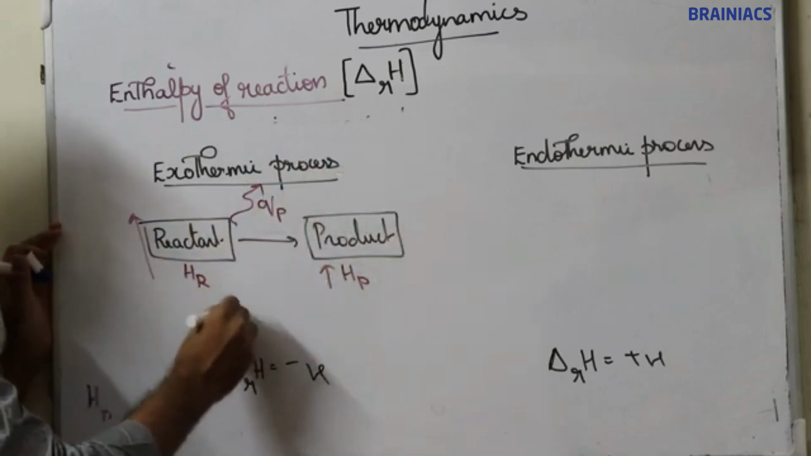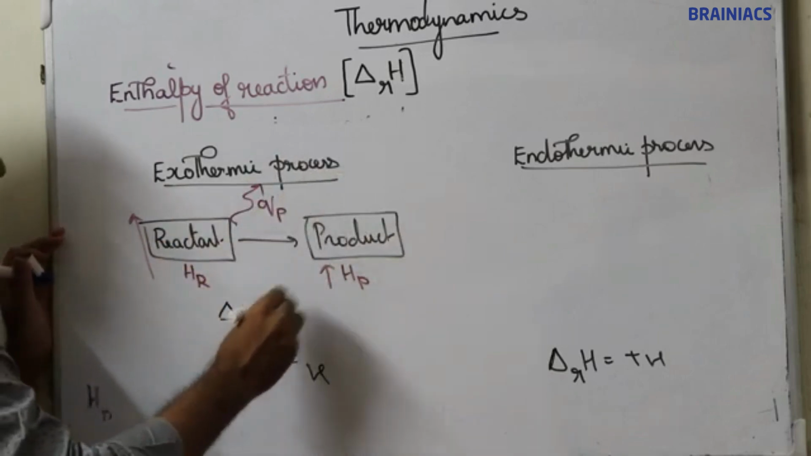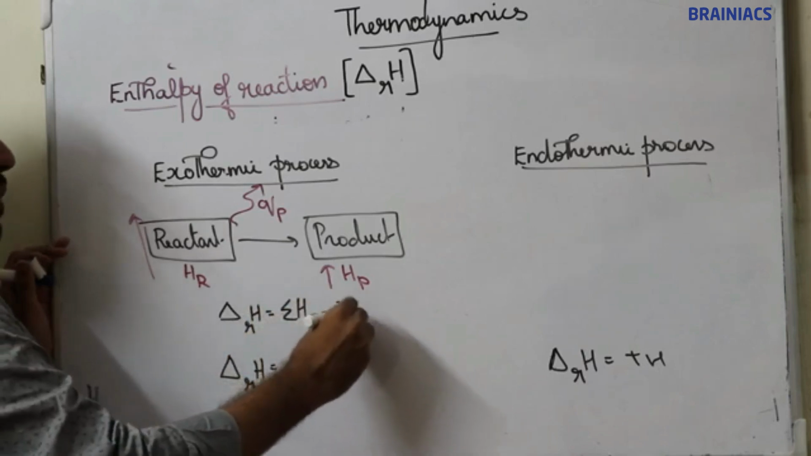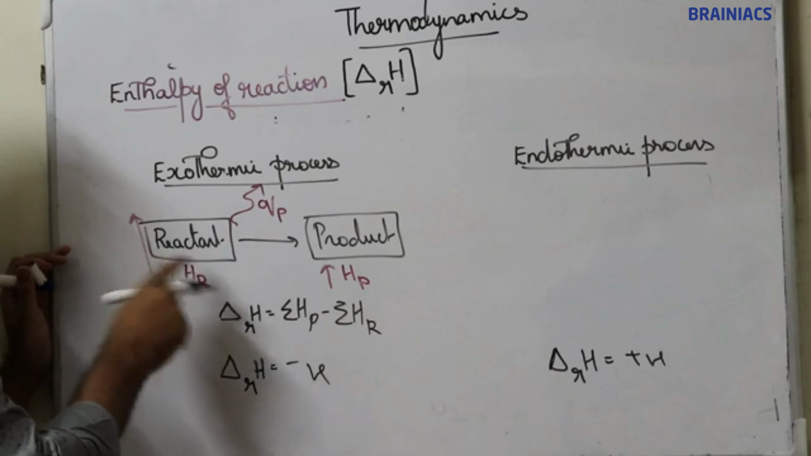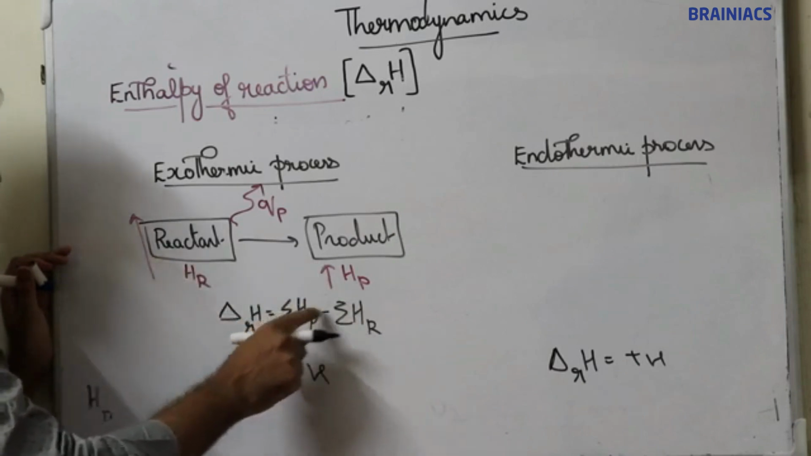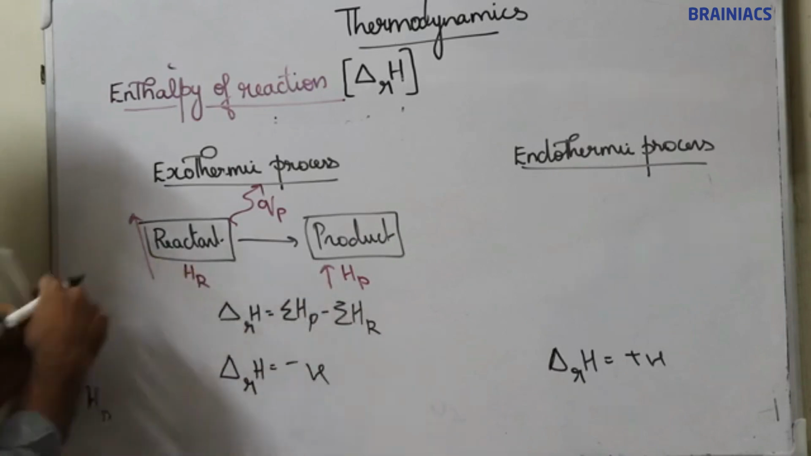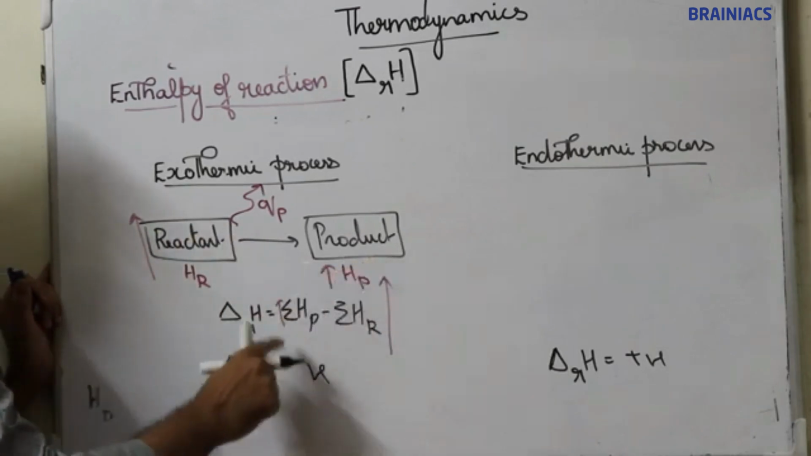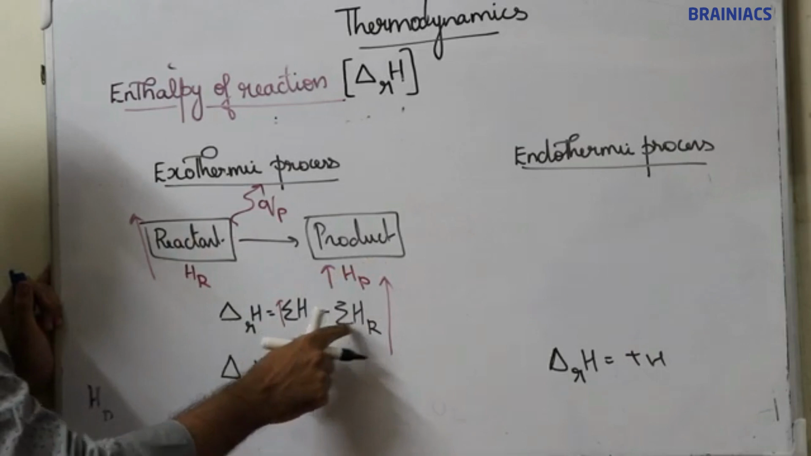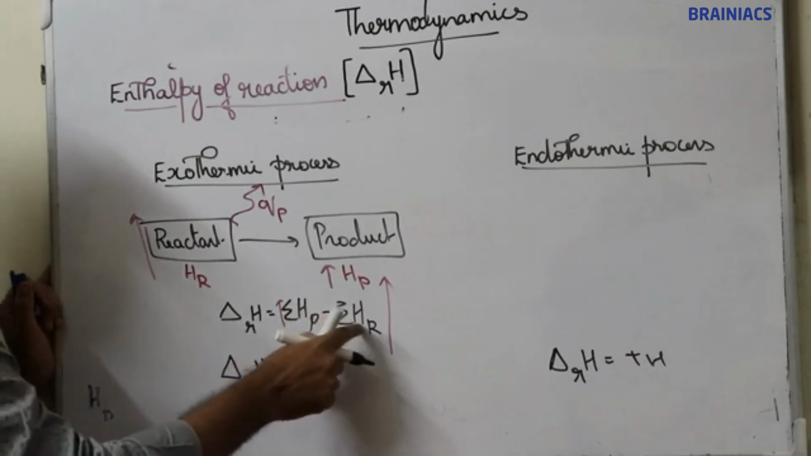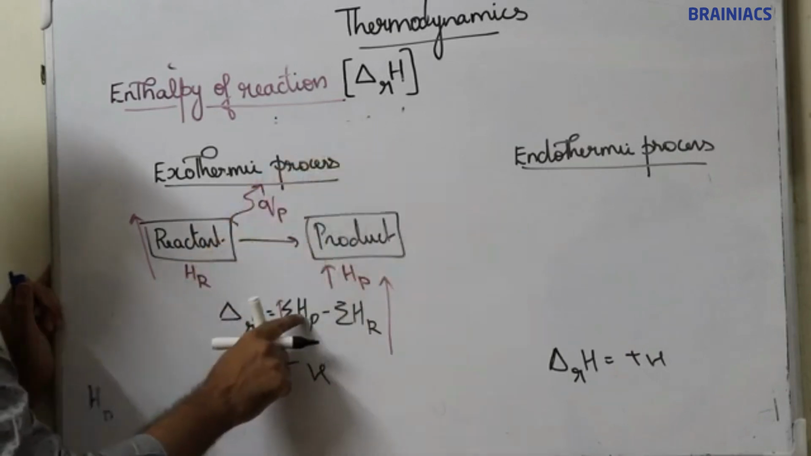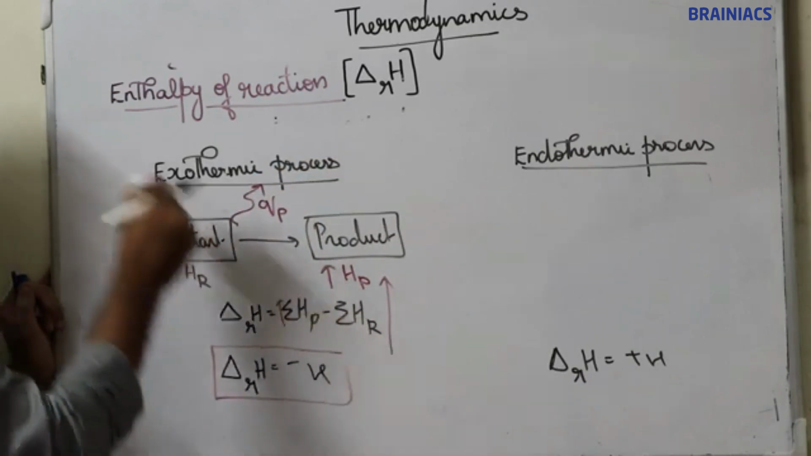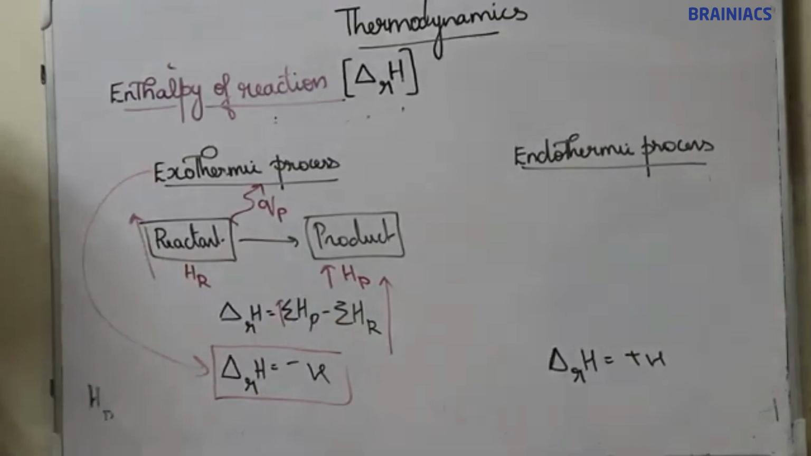So what is delta HR? Enthalpy of reaction is equal to enthalpy of products minus enthalpy of reactant. Here the enthalpy of product is less and the enthalpy of reactants is more. So what is HP minus HR? You will get a negative value because the enthalpy of reactant is more. Lower value minus higher value, you will get a negative value. For an exothermic reaction, delta H value is negative.